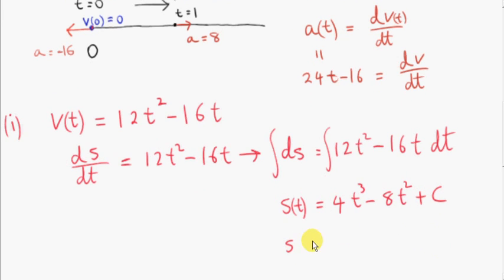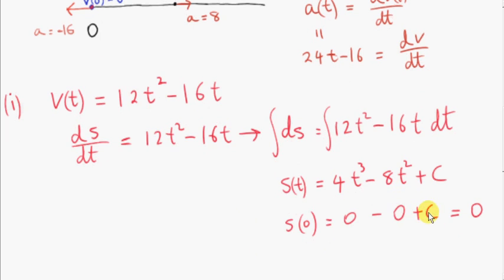Well, we use the fact that the distance of the particle from point O at t equals 0 is 0. So plug 0 in here. Well, that's going to give you a 0. So s of 0 is c. And we know that s of 0 is 0. The distance of the particle from point O at time 0 is 0, because the particle is at point O at that time. So now we have our particular solution.